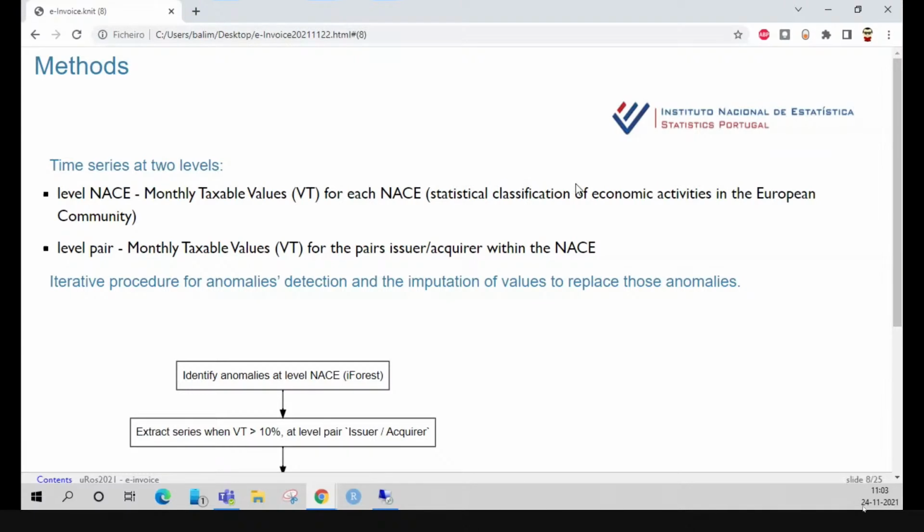So basically, we work with time series at two levels. First, time series at level NACE. We have monthly taxable values for each NACE, NACE meaning the statistical classification of economic activities in the European Community. The other level: time series with monthly taxable values for the issuer-acquirer pairs within each NACE.